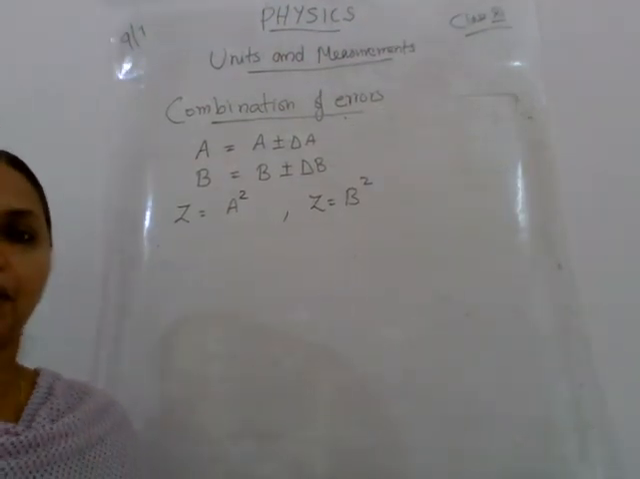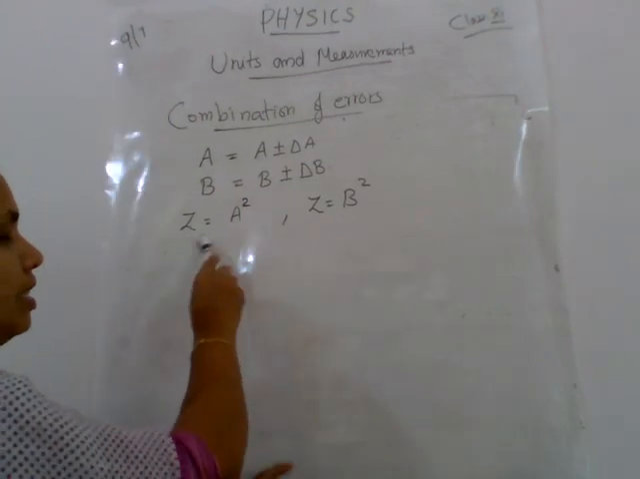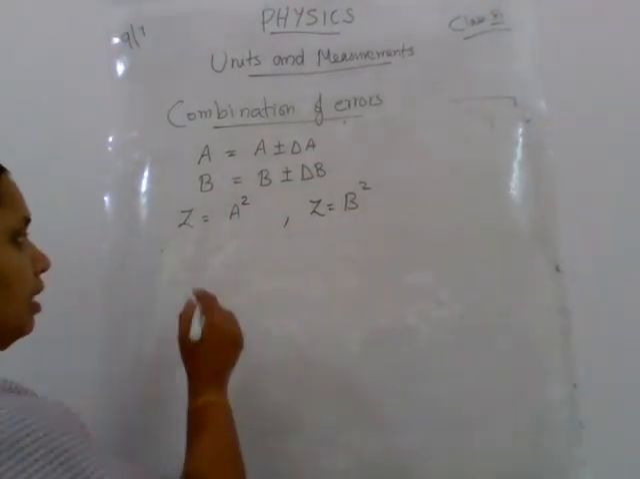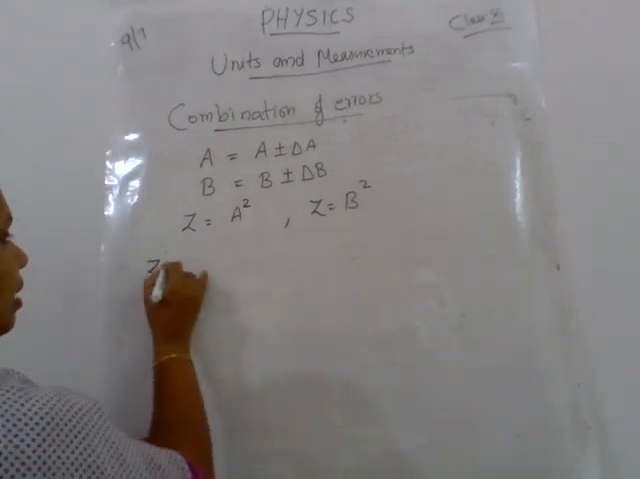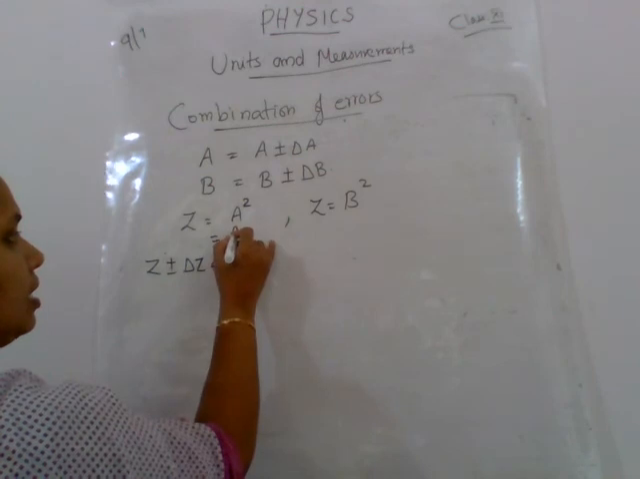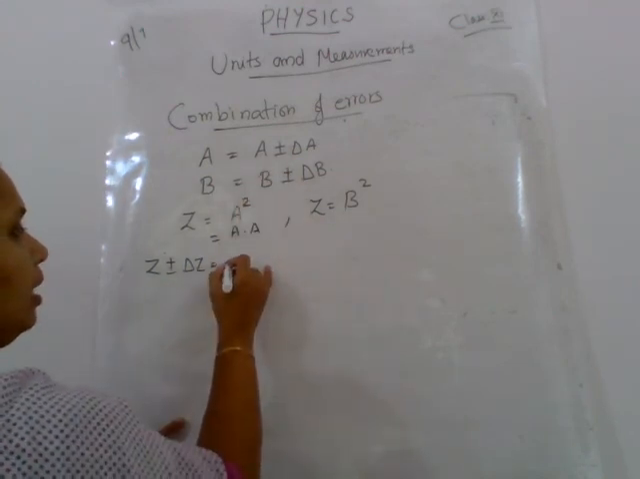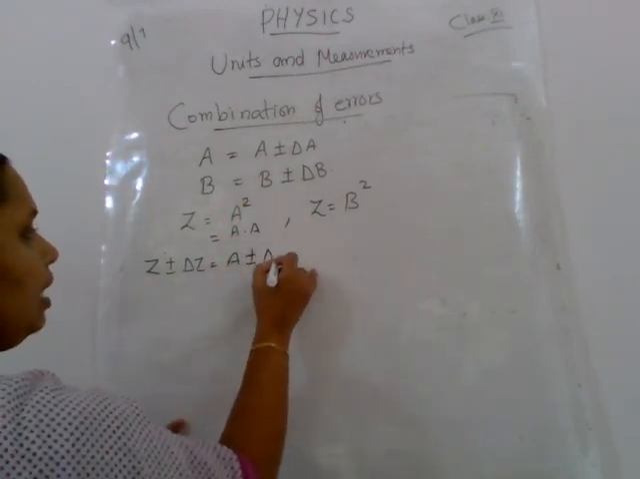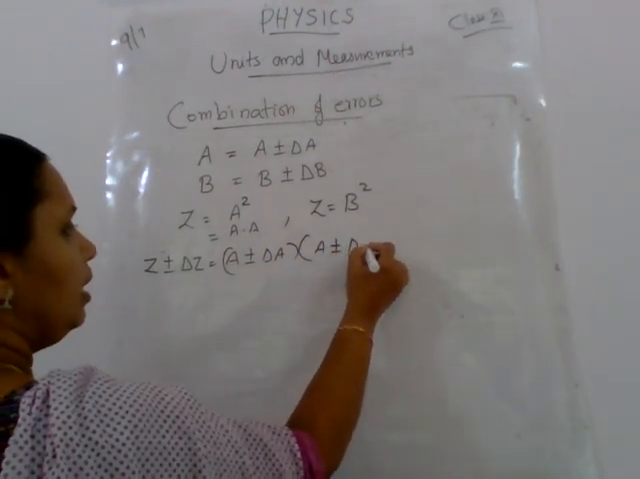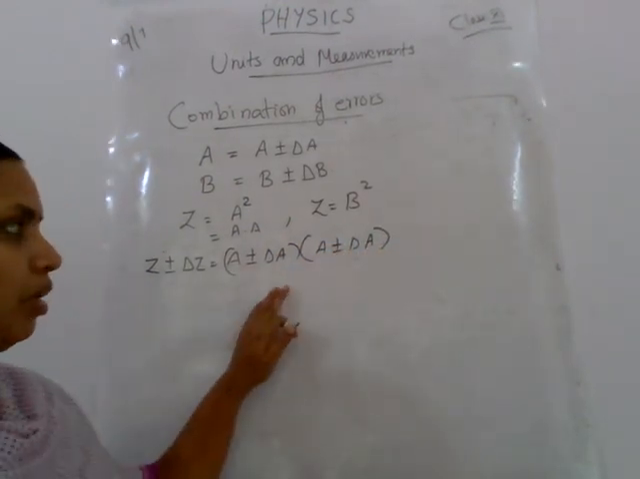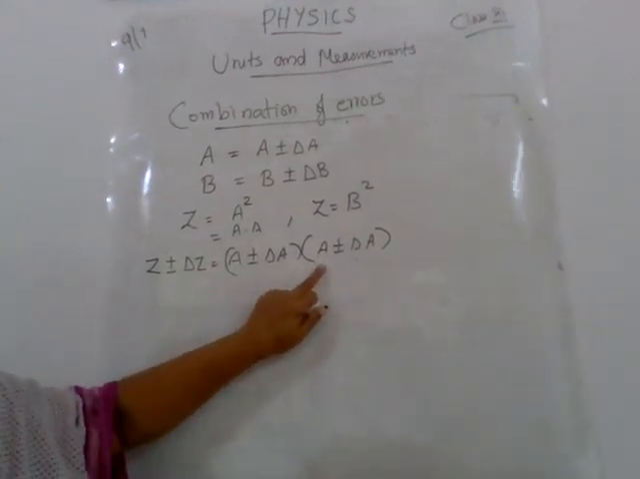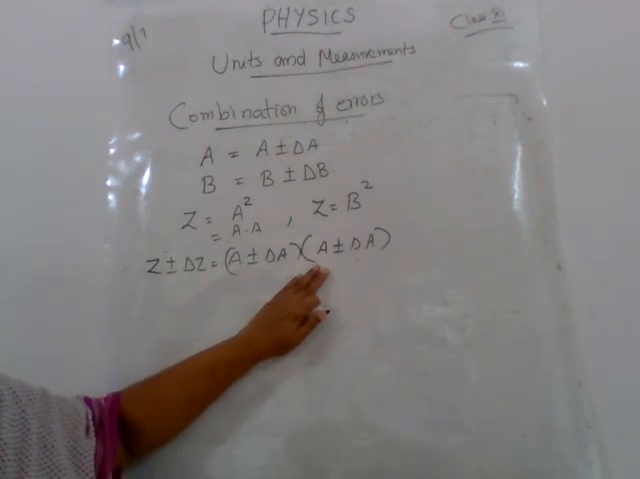And next, if it is power, see, Z is equal to A square or Z is equal to B square. How can we write? Z plus or minus delta Z is equal to, what is A square? It is A into A. So we can write A plus or minus delta A into A plus or minus delta A. We already studied the product of two quantities. Here it is the same quantity, that is the difference.